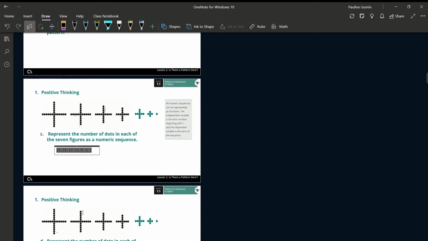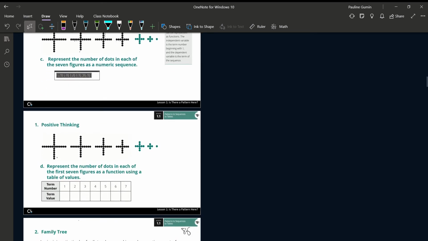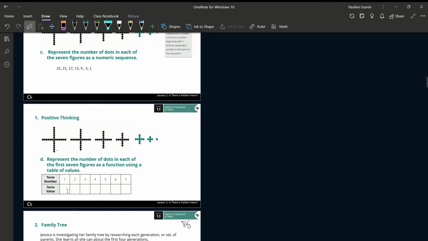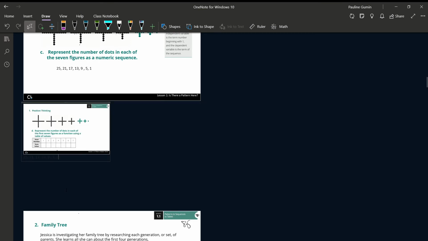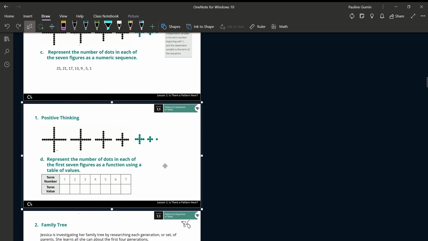All right, we're going to take those numbers and we're going to put them into a table. Oh, well, that surely did not work. Ah, success. Let's drag this over here. All right, so the first term had 25 dots. Let's see if I can line it up beautifully.